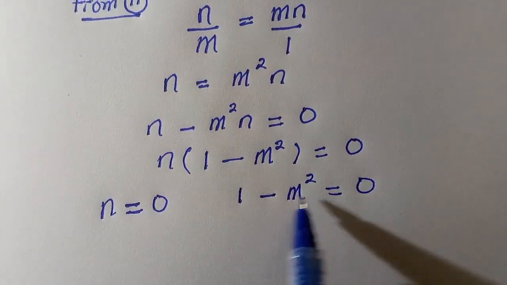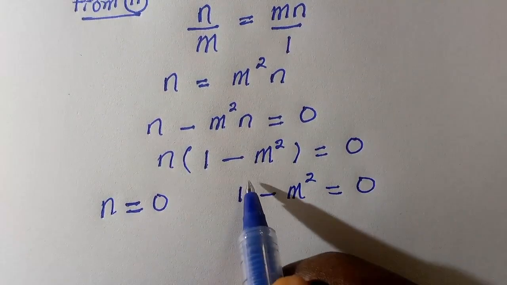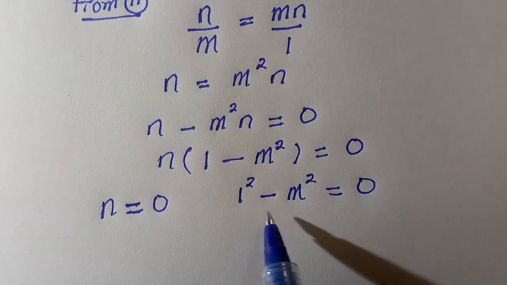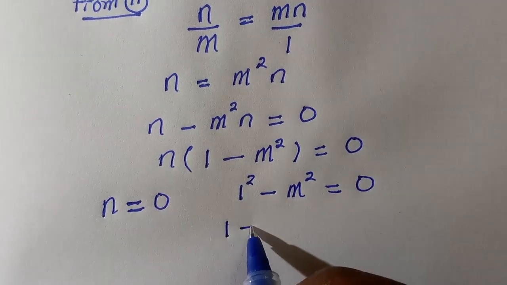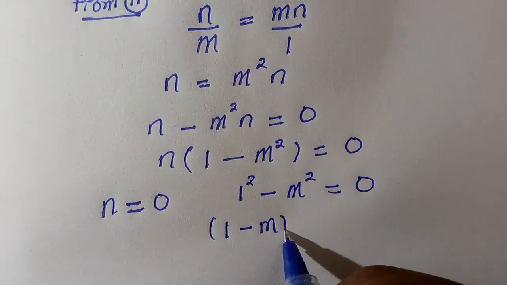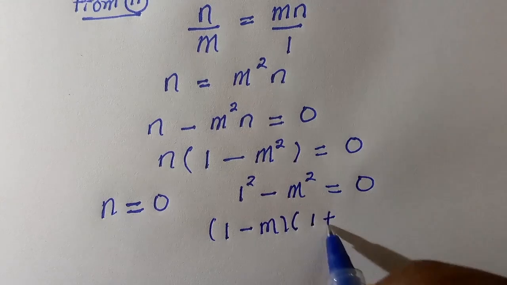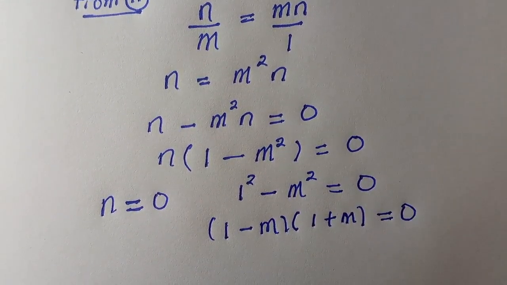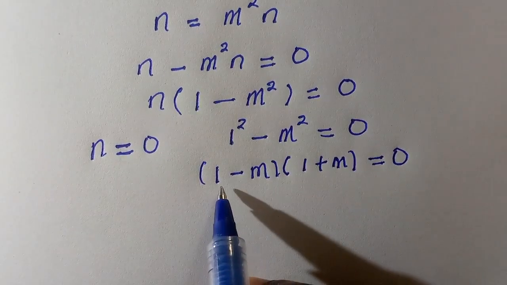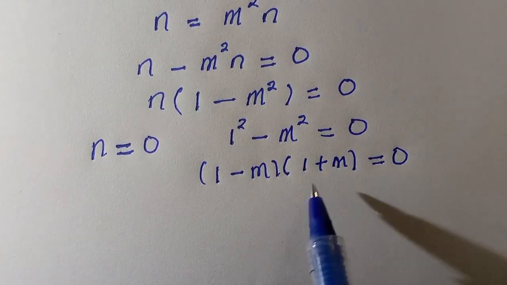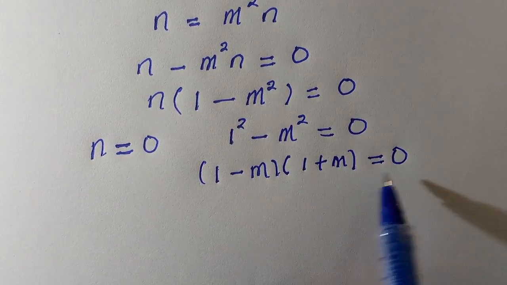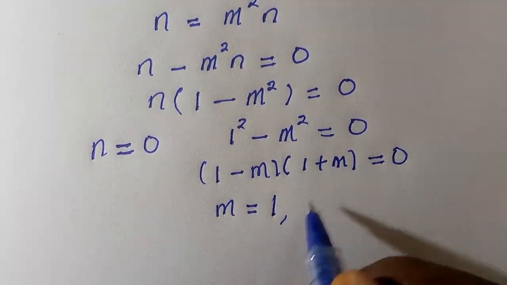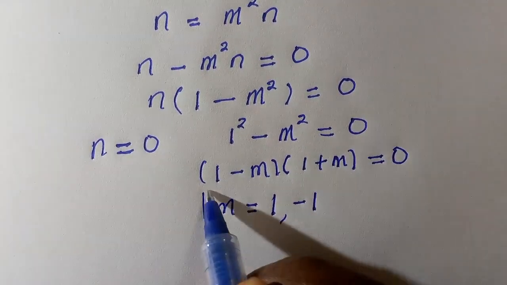But to get the value of m, suppose I say this is 1 square, which shows that it is a difference of two squares, which you can write as open bracket 1 minus m, open bracket 1 plus m equals 0. And next, 1 minus m will equal 0, or 1 plus m equals 0. So therefore the two values of m here are m equals 1, or m equals minus 1.